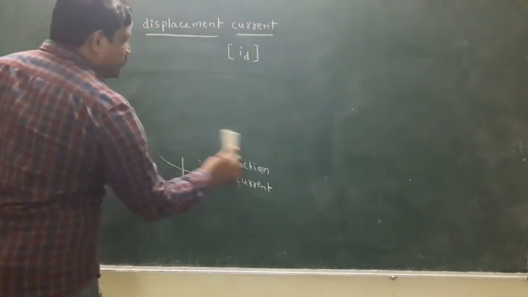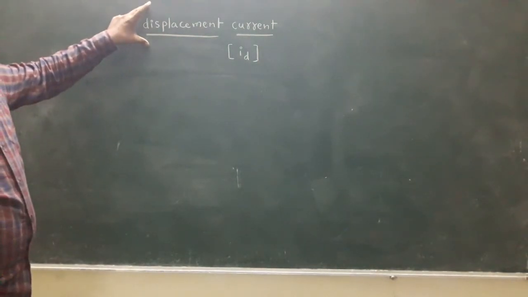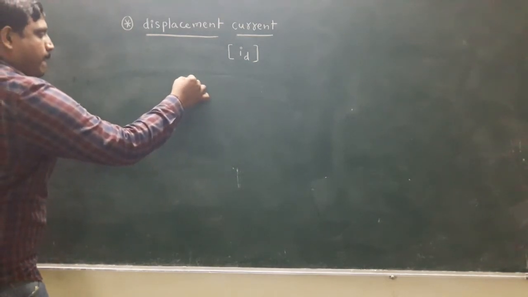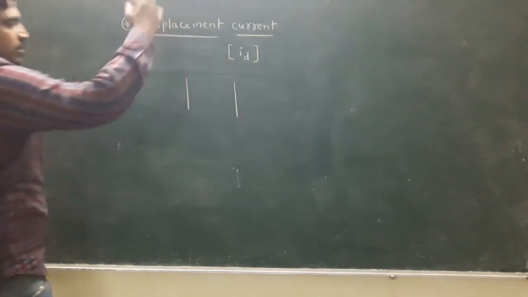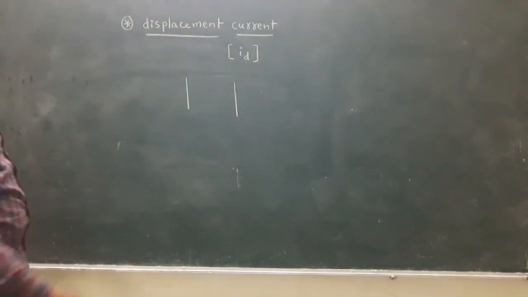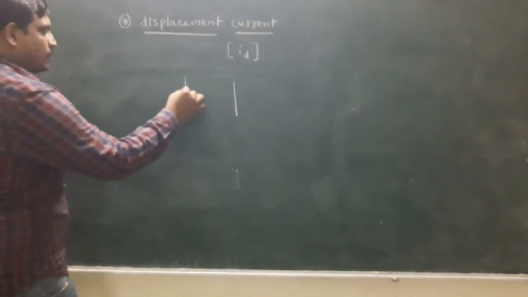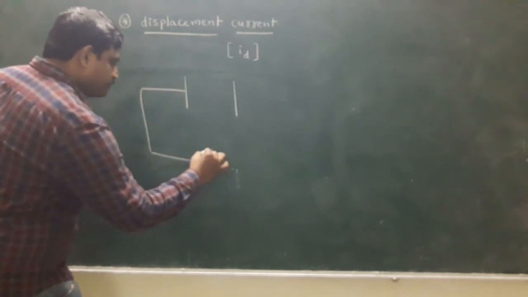First, I started the class, and Ampere circuit law is completed. Now I start displacement current. Okay? Look here now. This is the capacitor. Now I discuss the capacitor. Look here, all of you. The capacitor is connected to the battery.